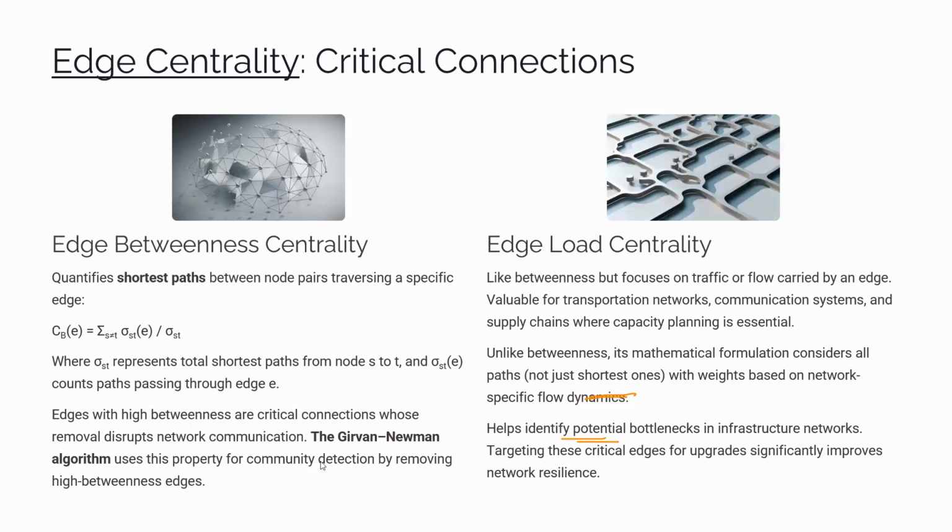And there is one algorithm which we will be discussing as part of this series. This is the Girvan-Newman algorithm, which helps us detect communities in the network. And the Girvan-Newman algorithm uses edge betweenness centrality to effectively detect the communities.